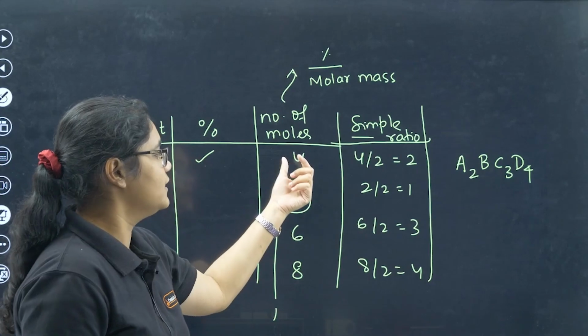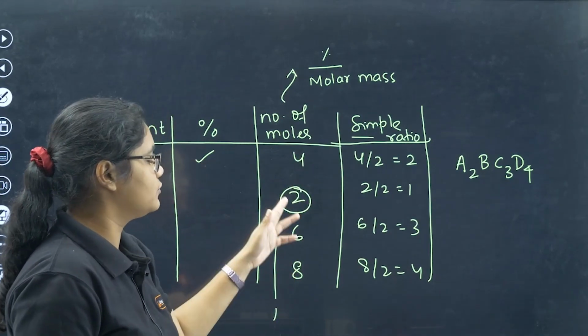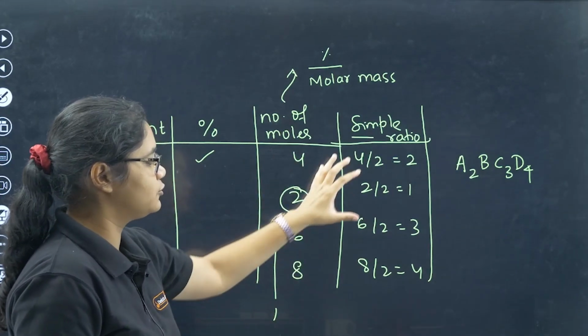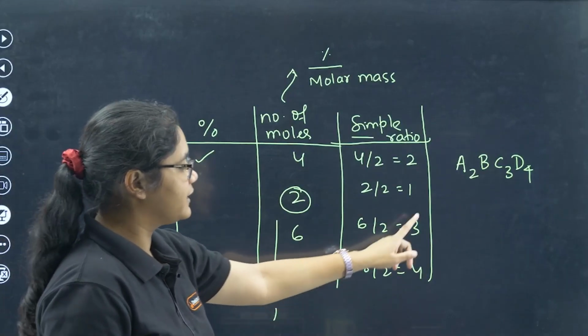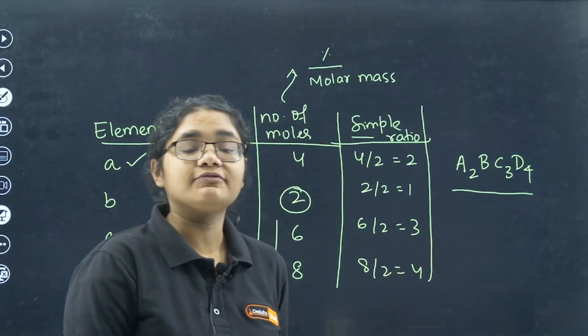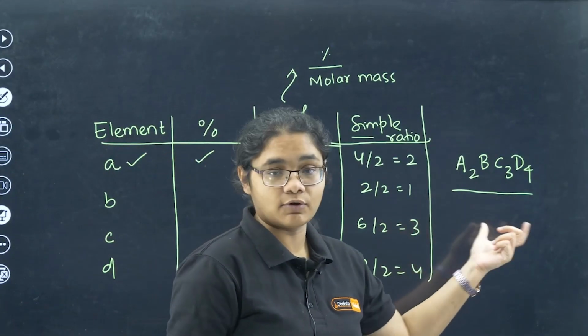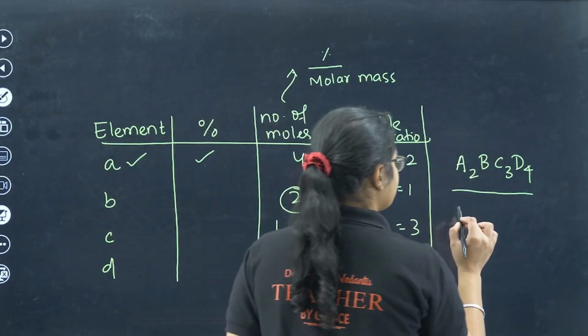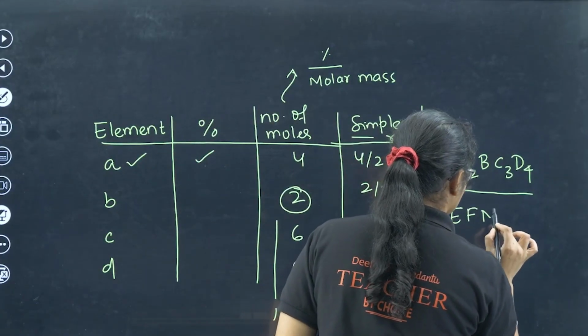Then whatever we get, this number of moles, you have to divide the smallest one with all of them to get the simple ratio, and then we'll get the molecular formula. After that, then we will get the empirical formula. After we get empirical formula, you have to calculate empirical formula mass.